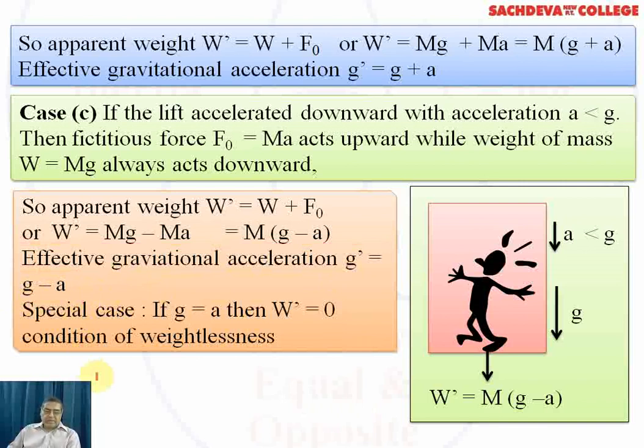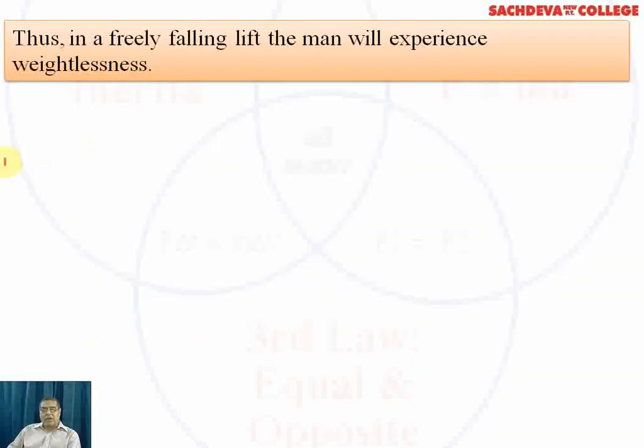Special case: g will be equal to a when W' is 0. That is called the condition of weightlessness or free fall. Thus, in a freely falling lift, the man will experience weightlessness.